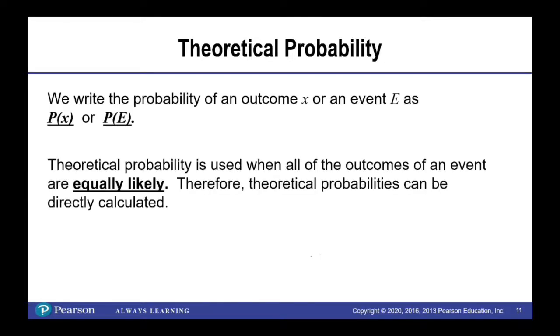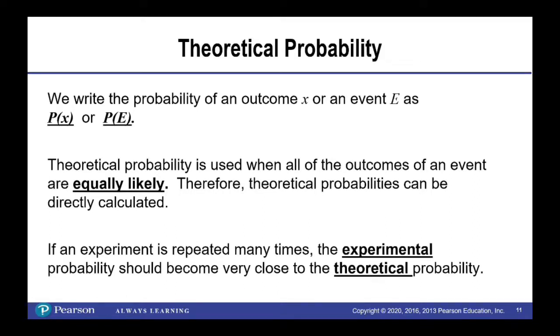We use our theoretical probability when all of the outcomes of an event are equally likely, and so we can directly calculate our theoretical probabilities. Now, the more times we repeat an experiment, the closer that experimental probability gets to theoretical probability. For instance, you know that the probability of tossing a head on a coin is 1 out of 2, because there's one head out of 2 sides.